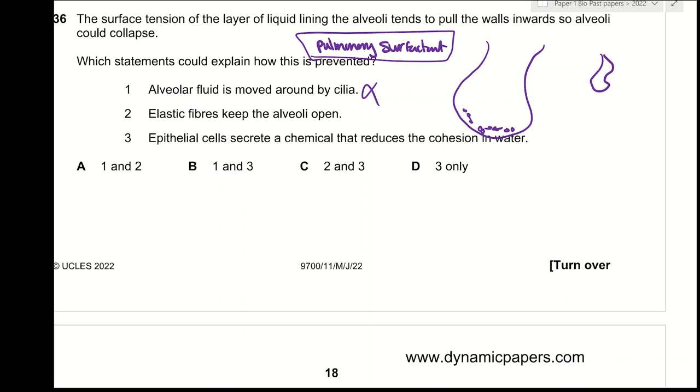2. Elastic fibers keep the alveoli open. This is incorrect. They only stretch and recoil. 3. Epithelial cells secrete a chemical that reduces the cohesion in water. This is correct. The chemical is pulmonary surfactant, and therefore the answer is going to be D.